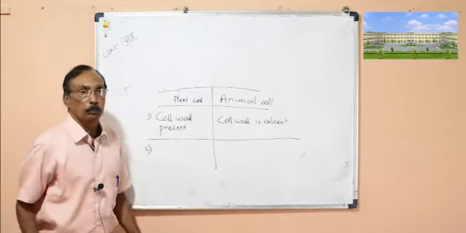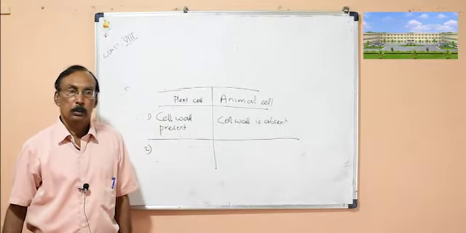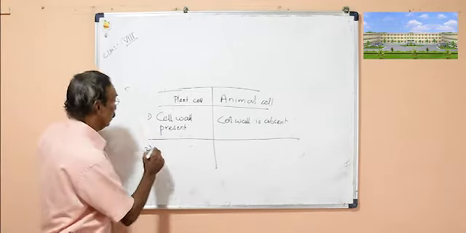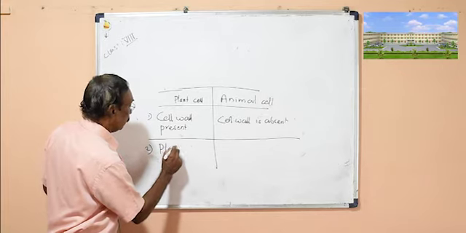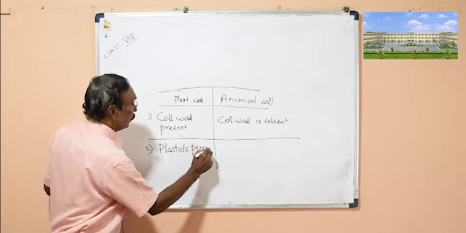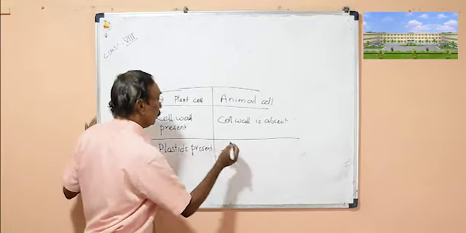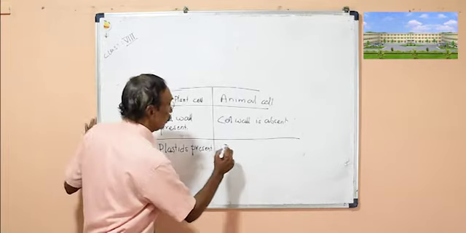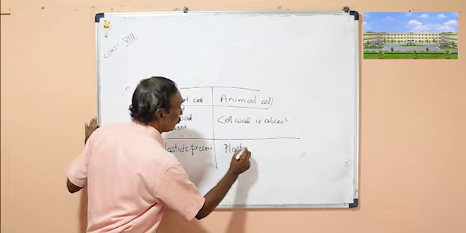Difference two, green colored and other colored organelles present in plants are called plastids. Plastids are present in plants, and plastids are absent in animal cells. Chloroplast is a green color plastid.